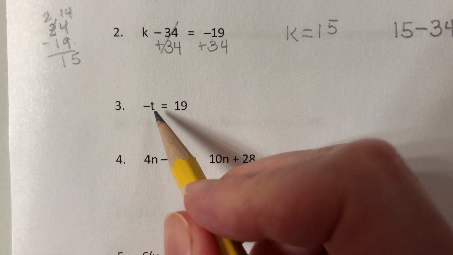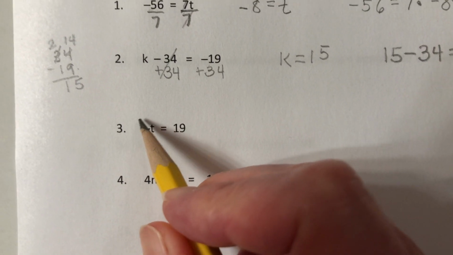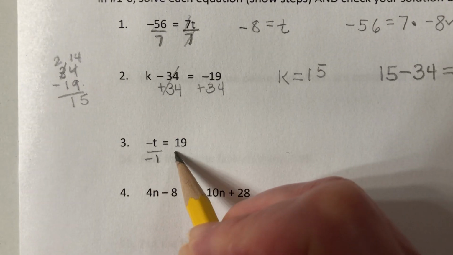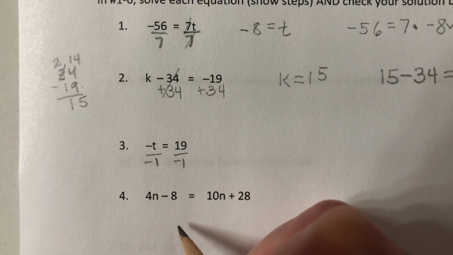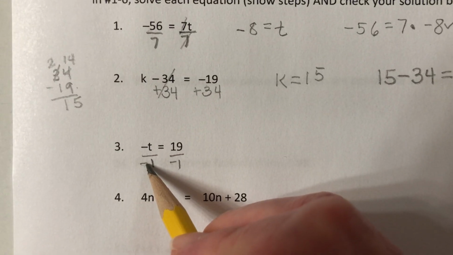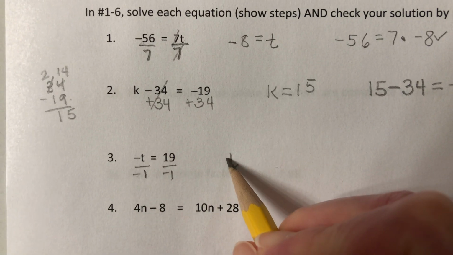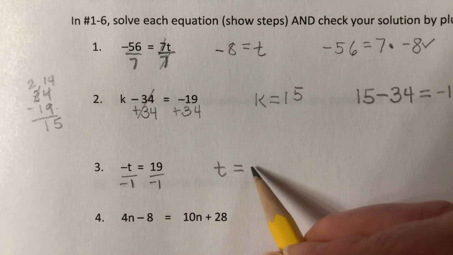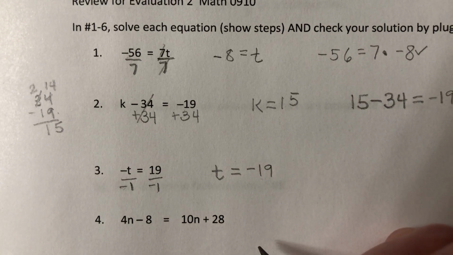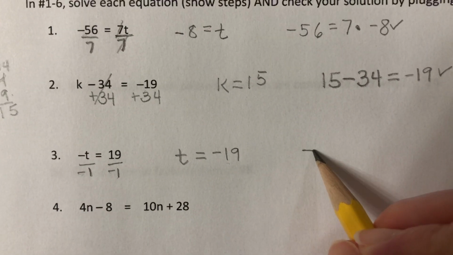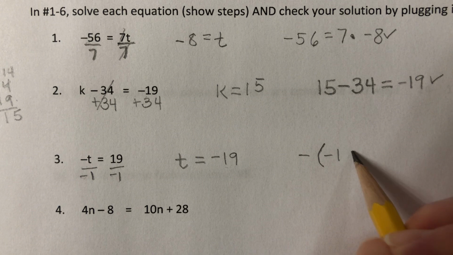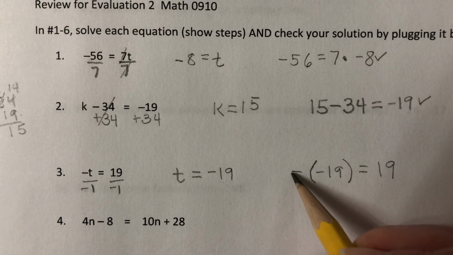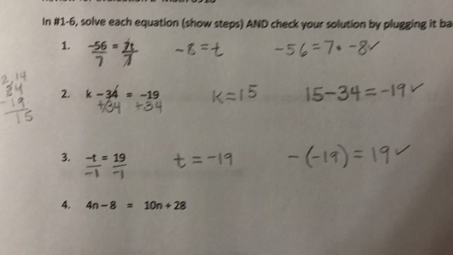In this one, the opposite of t is 19. Well, this opposite here is like a negative 1 coefficient. So I divide both sides of the equation by that negative 1 coefficient. A negative divided by a negative is a positive. So I have positive t is equal to, and then this would work out to be negative 19. Then I check it. The opposite of t, which is now negative 19, is equal to 19. So the opposite of a negative is a positive.